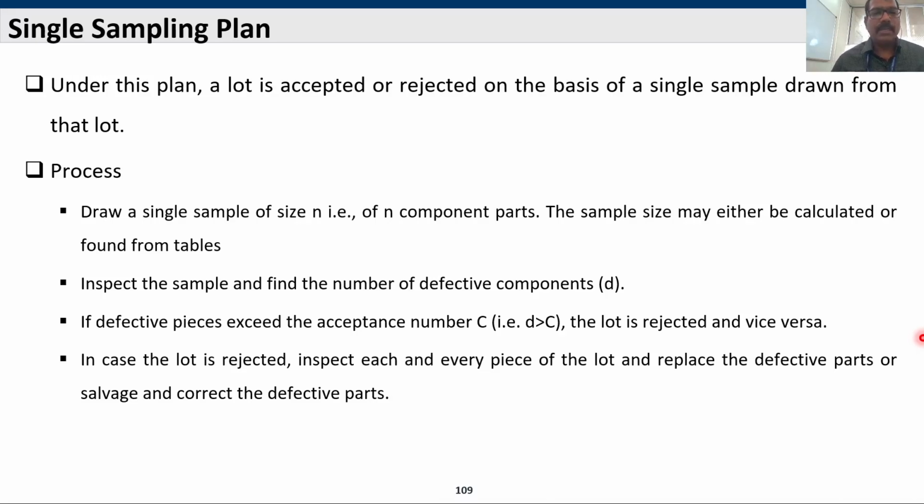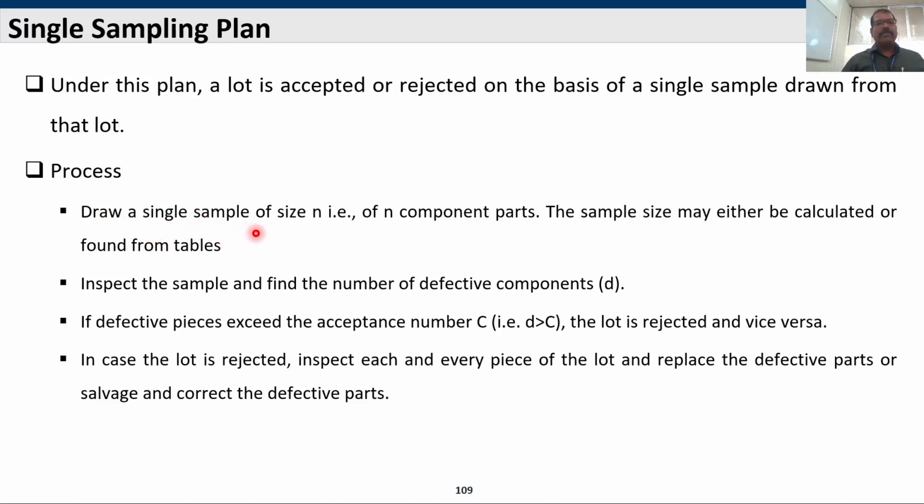So in terms of single sampling plan, under this plan, your lot is accepted or rejected on the basis of a single sample drawn from the lot. You'll be taking a sample once, and you will be setting some acceptance level, upper control limit or lower control limit. You'll be inspecting through instruments. You will make a decision whether to accept or reject. That's it. So in that, what is the process?